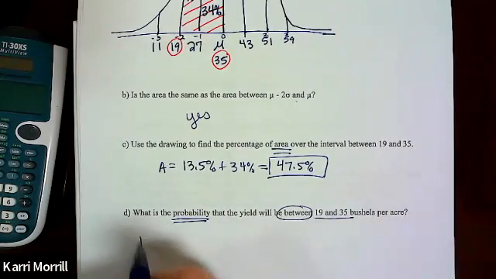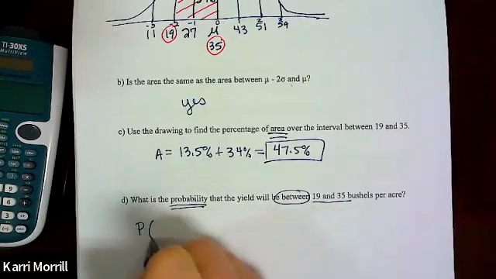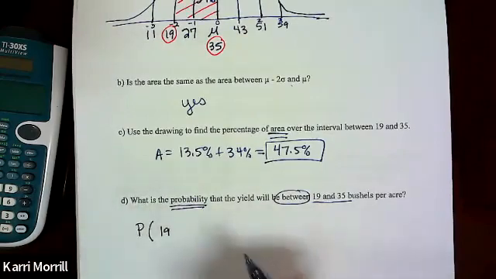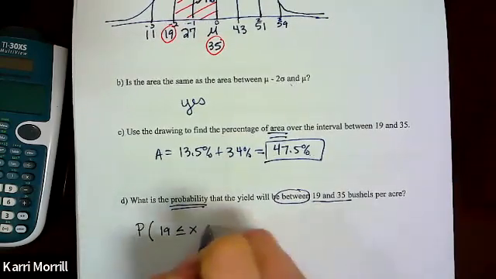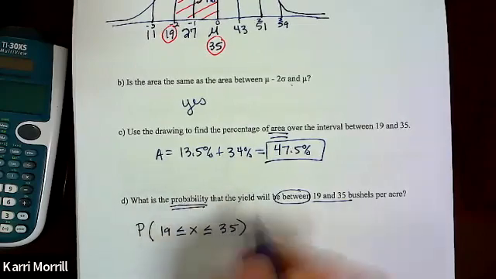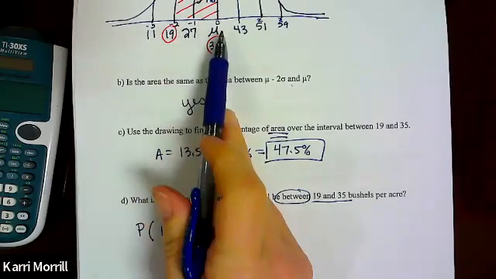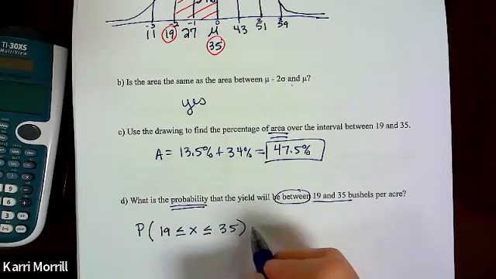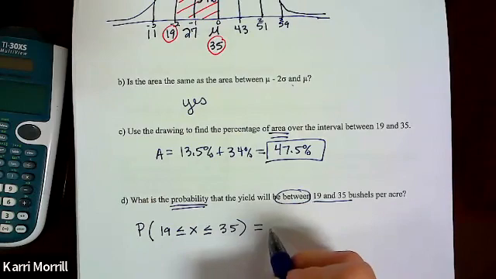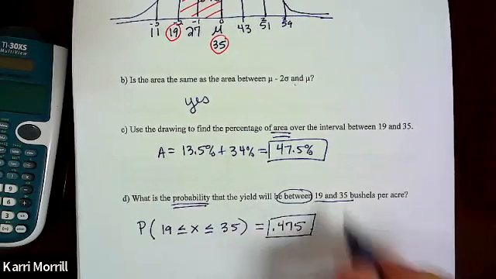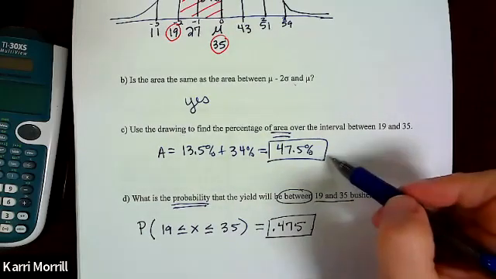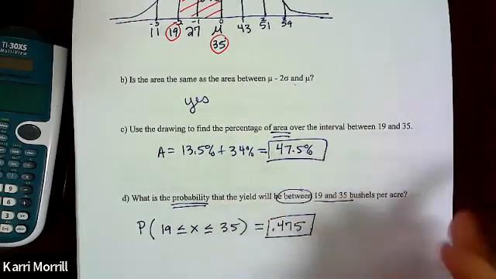So the way that you could write this as a probability, or you might see it, is to say from 19 bushels less than or equal to X, which is less than or equal to 35. So this represents that space up there that we're talking about in the empirical rule curve with our values shaded up there. So if we added those numbers in decimal form, it would be 0.475. So it's really talking about the same thing. It's just how you might read it when you're answering it in percentage form or decimal form.